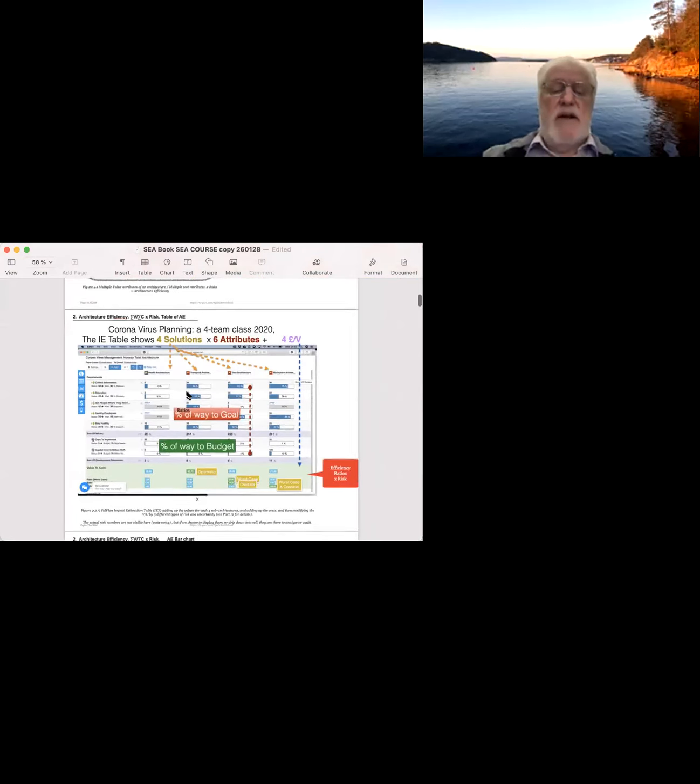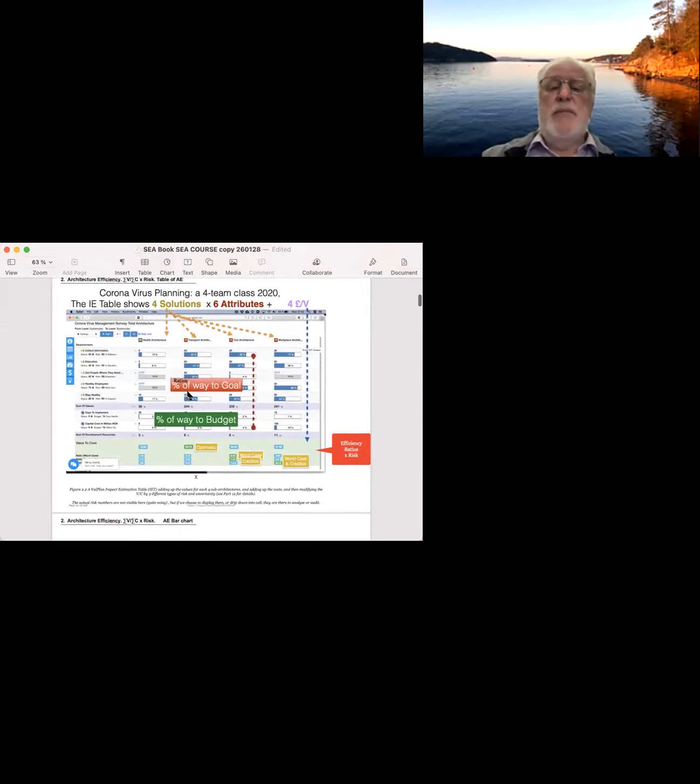And then finally, here was a simple table done for planning the COVID crisis. Wouldn't it be nice if we were invited to really help them plan the COVID crisis in Norway? They're doing a pretty good job. I'm not sure I would disturb them because they're good scientists and they're listening to the science. And actually, that's good enough.